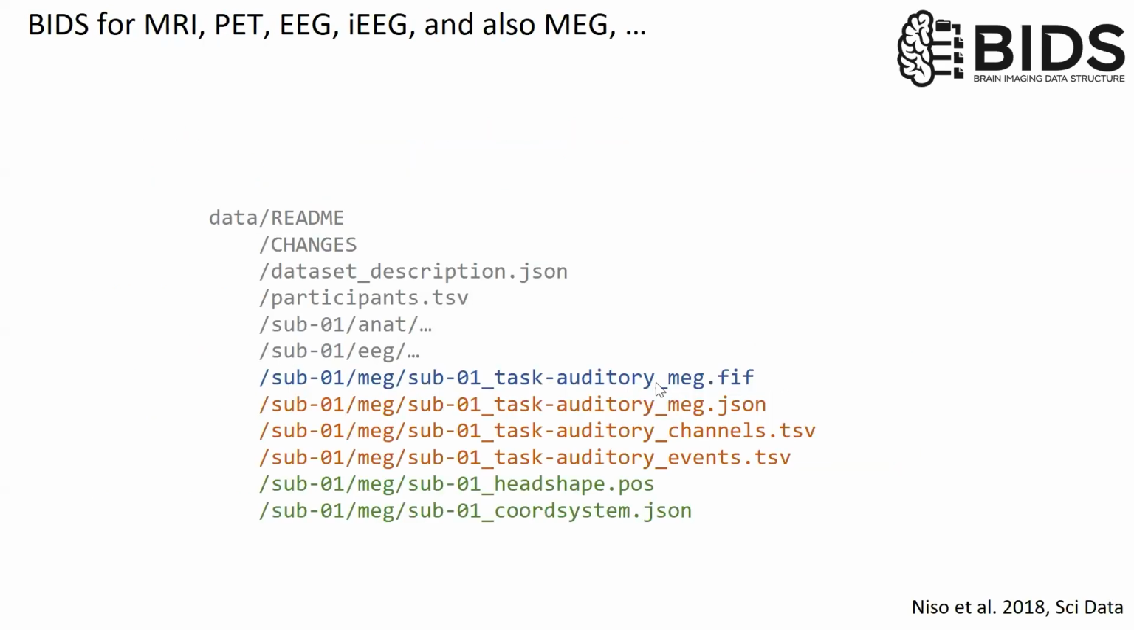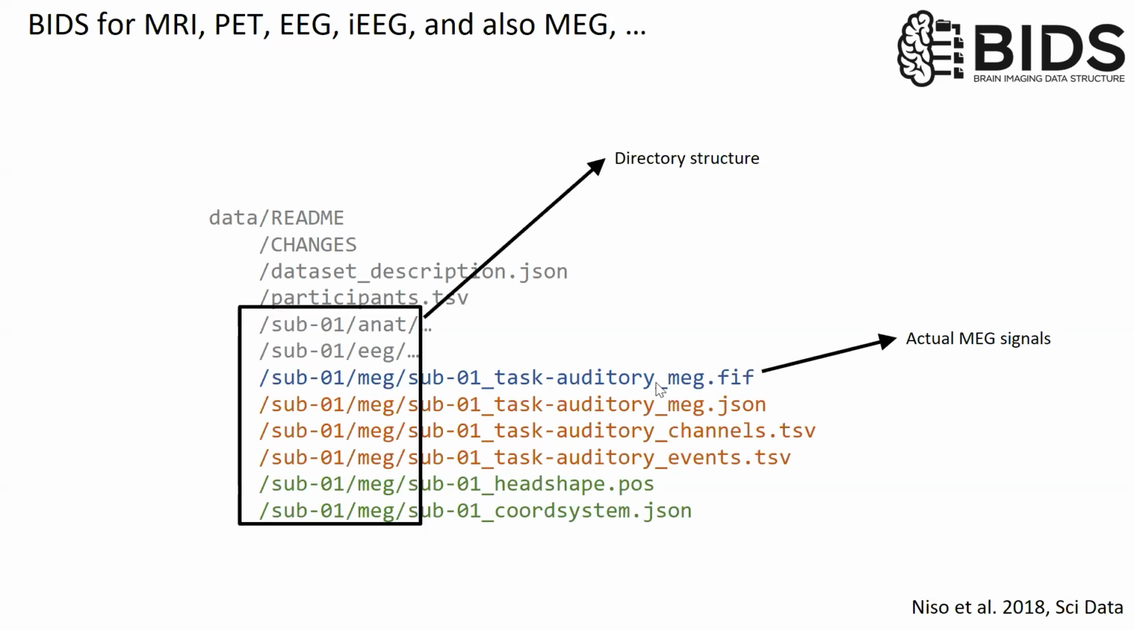So I just want to give you an example of a BIDS data set. This is a directory structure that you would have. Over here, you see the actual MEG signals stored in a FIF file. On top of that, BIDS comes with a prescribed directory structure where the anatomical MRI of a participant also has a clear place, where additional EEG recordings would also have their additional place.